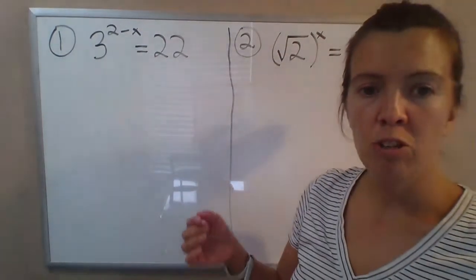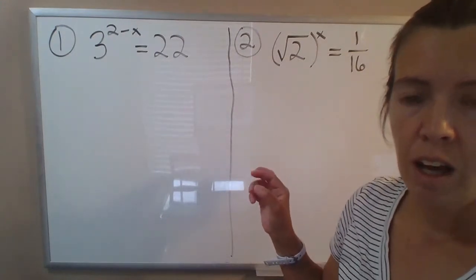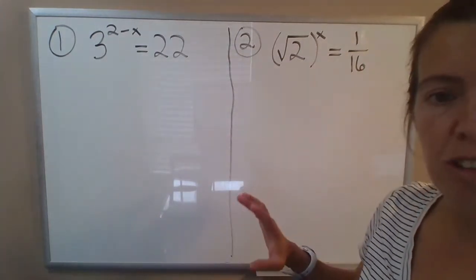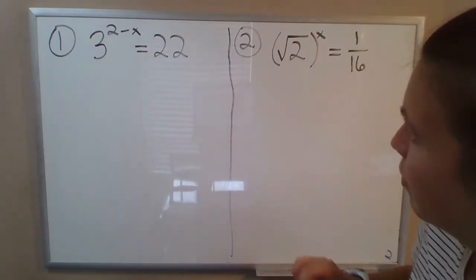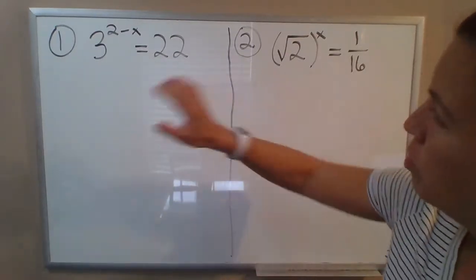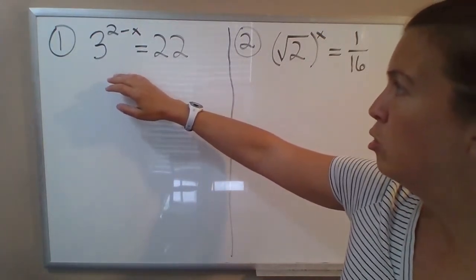In this video, I'm going to solve two different exponential equations using two different approaches and just contrast these two equations. So with the first one, we've got 3 to the 2 minus x equals 22.